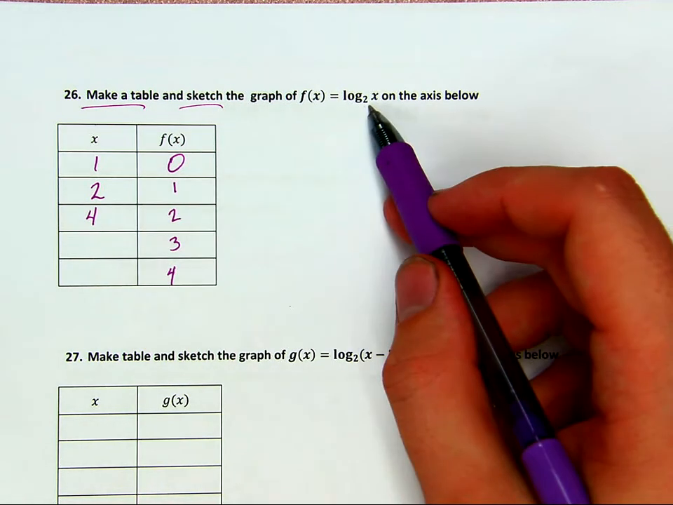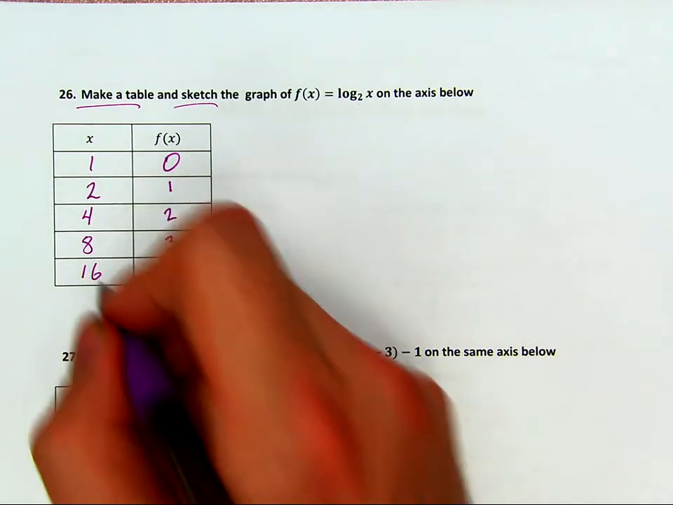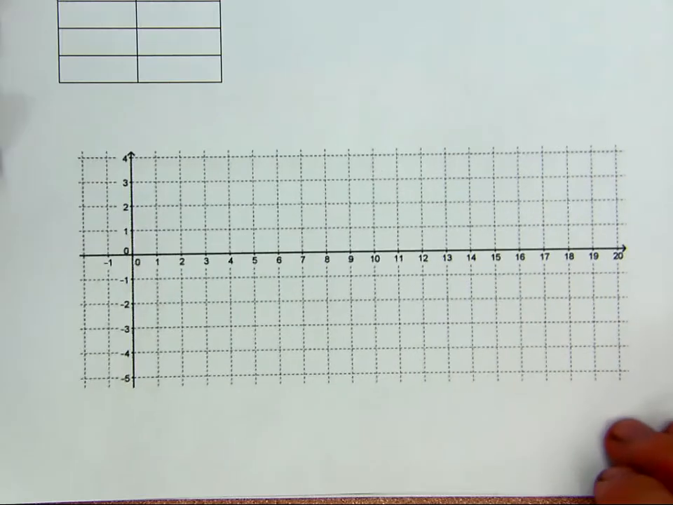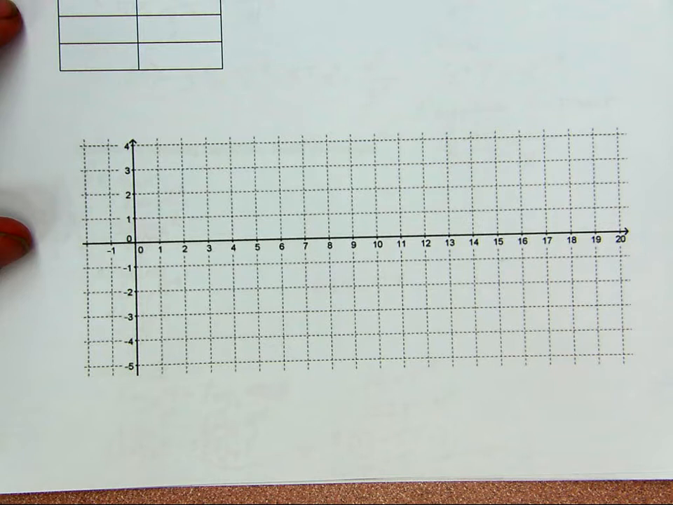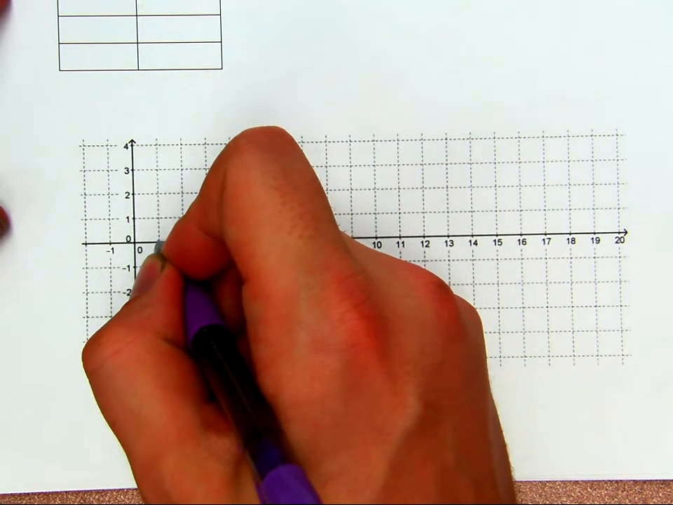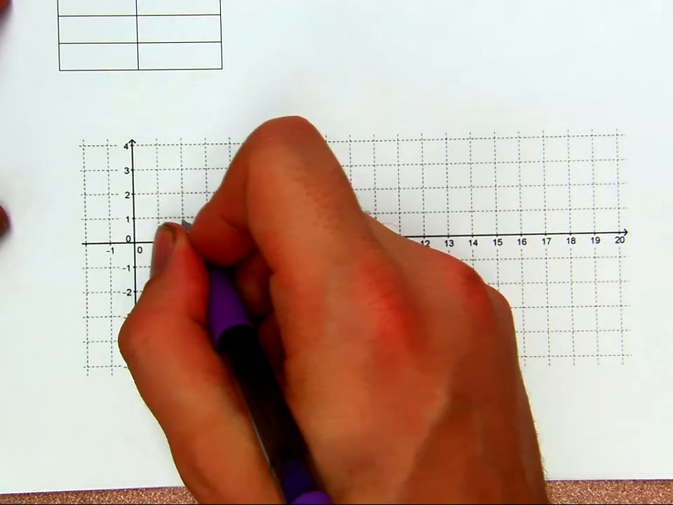So, here's our table. Now what we want to do is take the table and plot it onto our graph. So here is our graph. The first point that we have is 1, 0. So we want to plot the point, which will be right here. There's 1, 0. Next we have 2, 1, 4, 2, 8, 3, and then 16, 4.